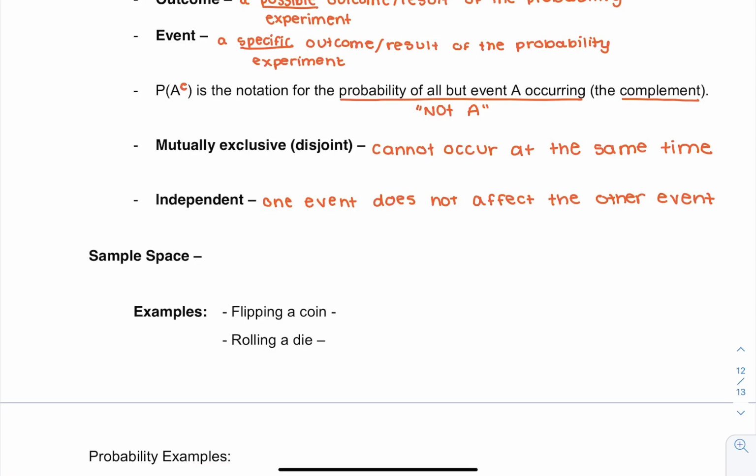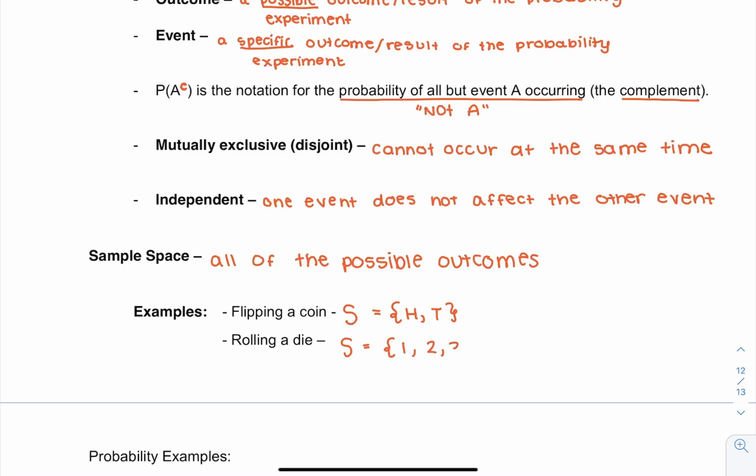Next up, we have sample space. The sample space is all of the possible outcomes. We list these. For something like flipping a coin, if I wanted the sample space, we could call it S. That's just heads or tails. Those are our two options. Rolling a die, my sample space is going to be one of 6 numbers, right? I can either get a 1, 2, 3, 4, 5, or 6.